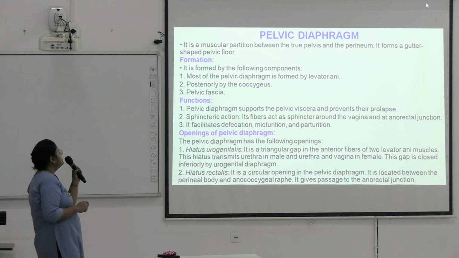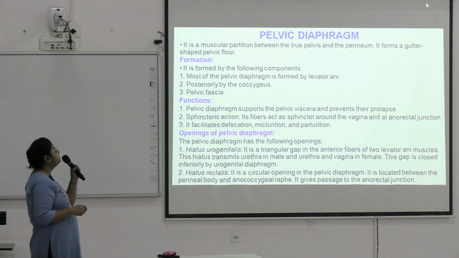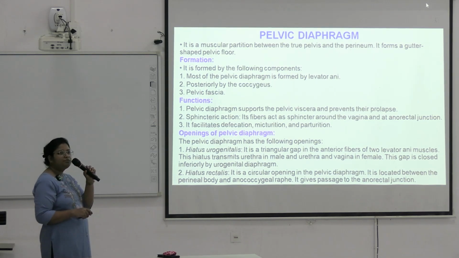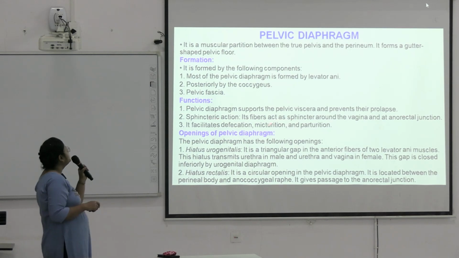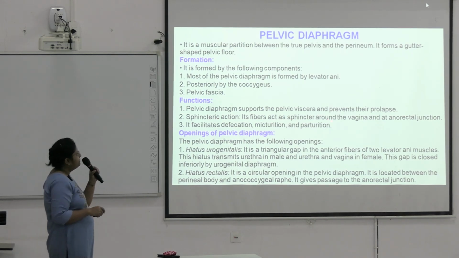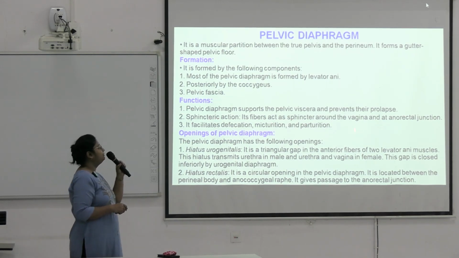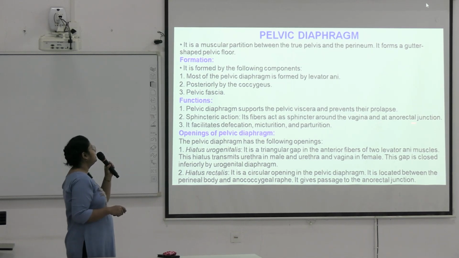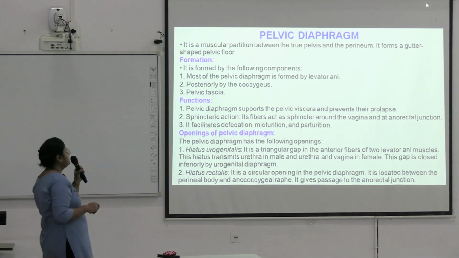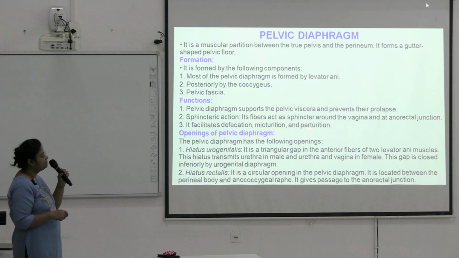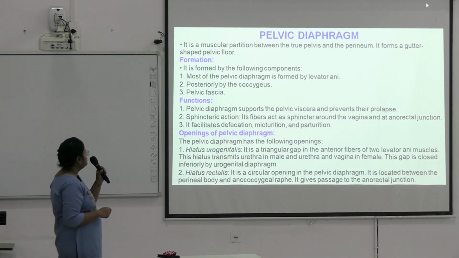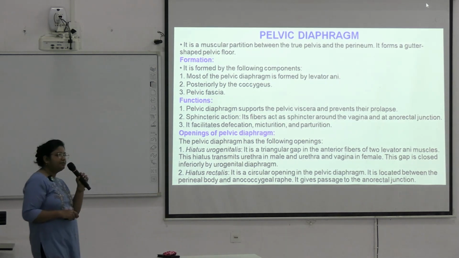Next is the function. Pelvic diaphragm supports the pelvic viscera and prevents their prolapse. That is the main function. Sphincteric action: its fibers act as a sphincter around the vagina and at the anorectal junction, and it facilitates defecation, micturition and parturition. Next are the openings of the pelvic diaphragm.